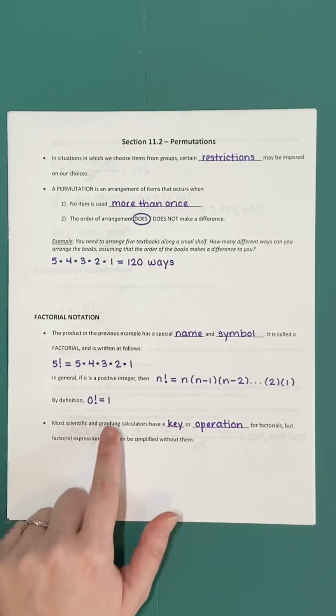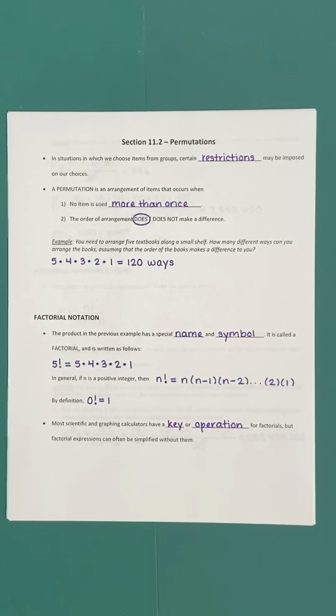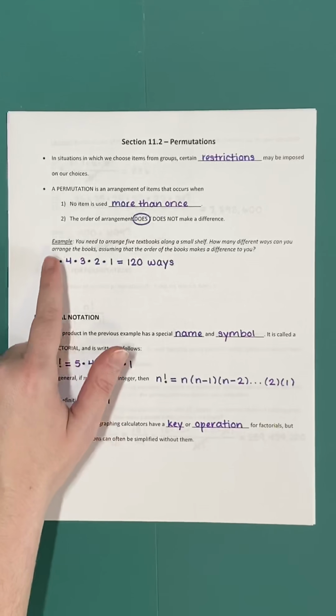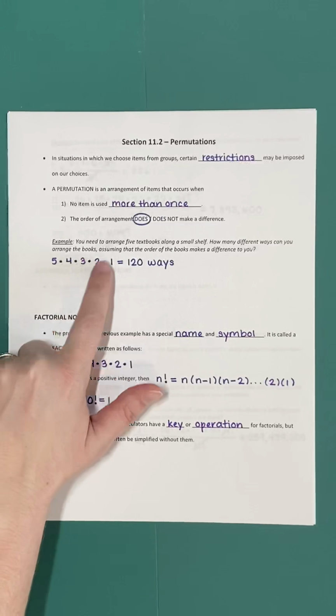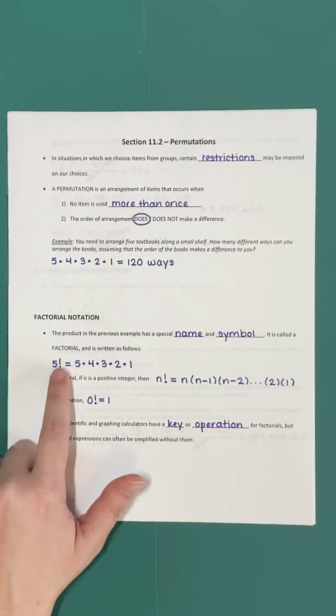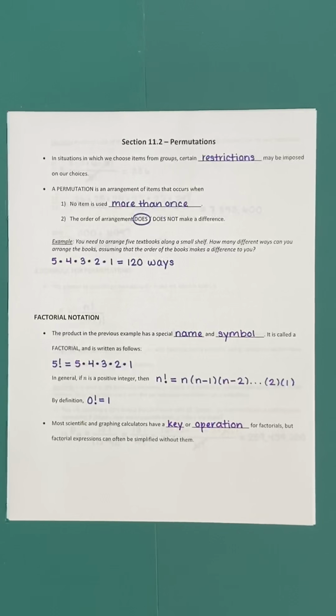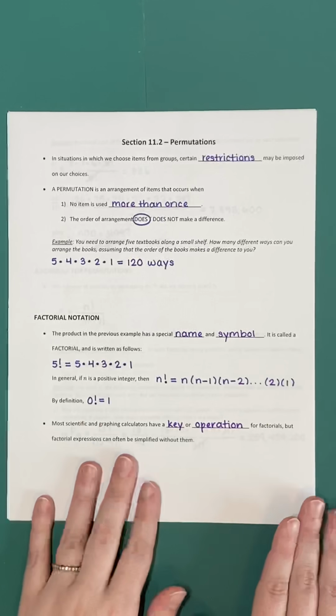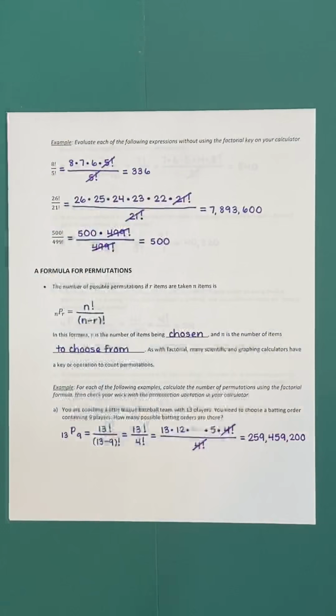Now, most scientific and graphing calculators actually have a key or some type of operation built in for factorial. So rather than having to do 5 times 4 times 3 times 2 times 1, there's usually a way you can do that immediately on your calculator just using this notation. And we'll talk about where that is on your calculator in just a minute. But in a lot of cases, if we have something involving a factorial, we can simplify it without using a calculator. So I want to show you what that looks like.